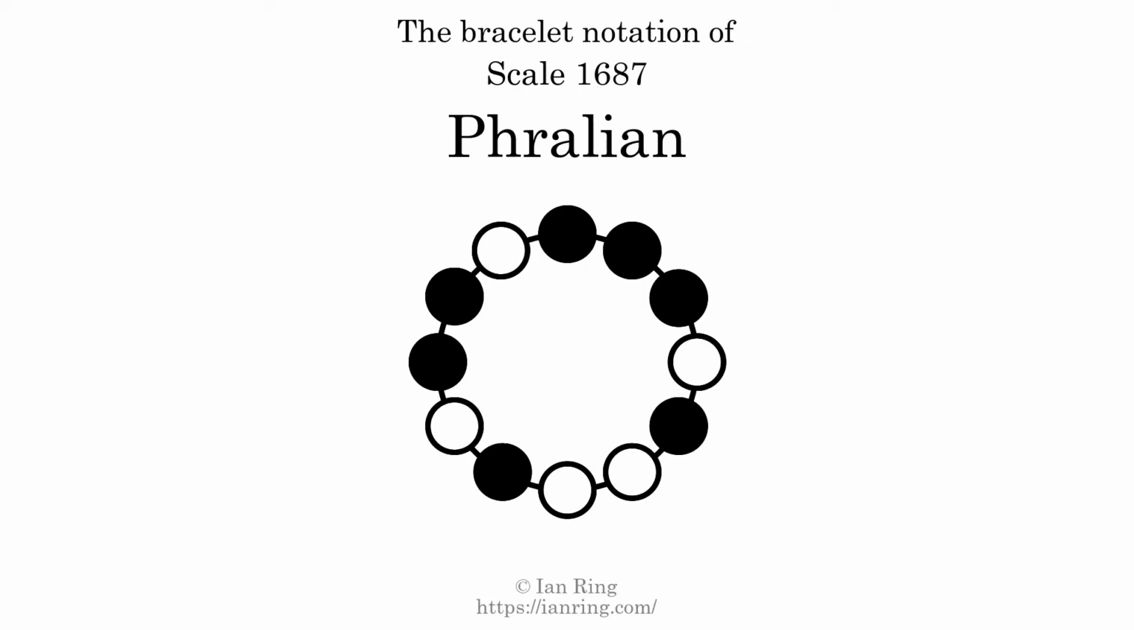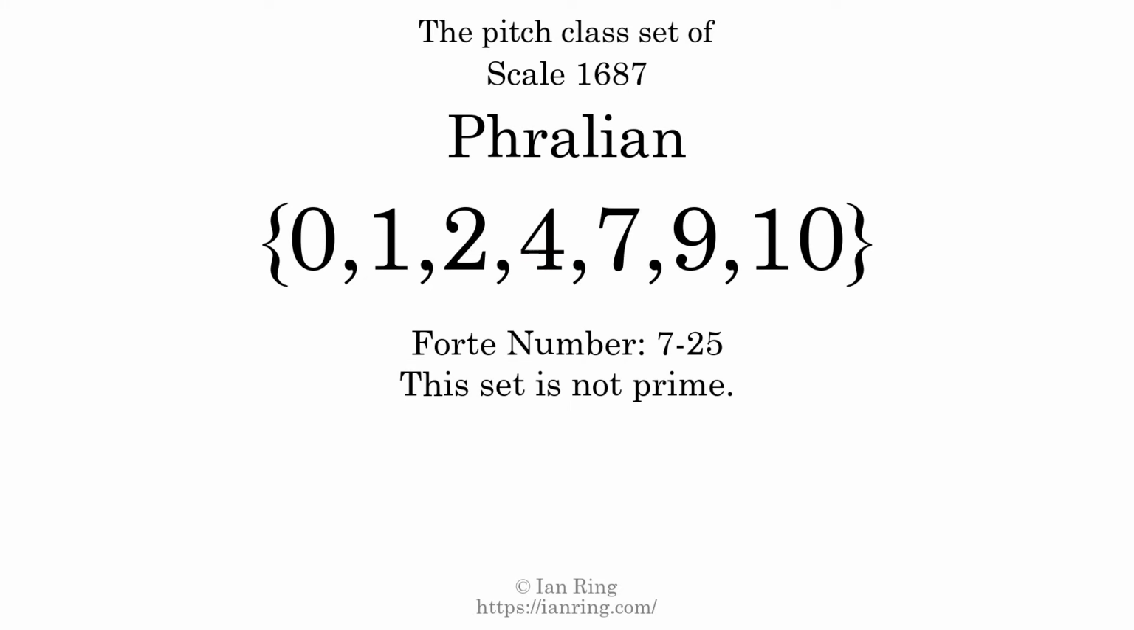This is a bracelet notation diagram of scale 1687. The shaded circles represent tones that appear in the scale, and they are read clockwise, starting at the top. The pitch class set for this scale is 0, 1, 2, 4, 7, 9, 10. The fault class is 725. This set is not prime.